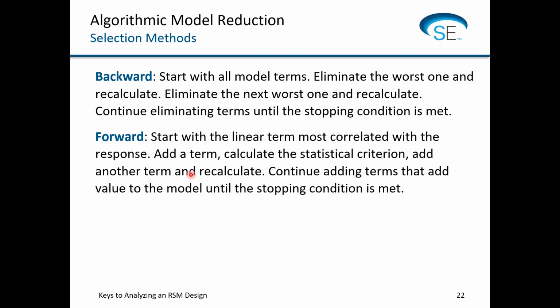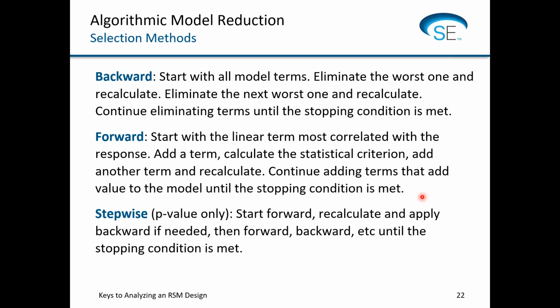Forward is going to start with the term that's most correlated with response, and then it's going to add another term. It will calculate the statistical criterion. It will add another term and recalculate, and it'll keep adding terms that add value to the model until your stopping condition is met. And then stepwise starts forward, recalculates, it goes backward if needed, then it goes forward again, and it goes backward. So it's really a double loop going forward and backward until your stopping condition is met.